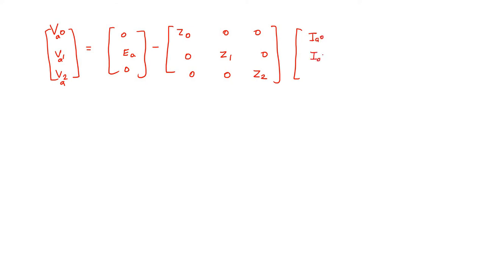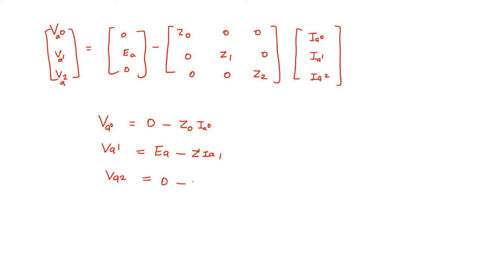Here how to write IA0, IA1, then IA2. Since the above equation is very important, we write it in component form. So what is VA0? That is 0 minus Z0 into IA0. What is VA1? VA1 is EA minus Z1 IA1. And what is VA2? VA2 is equal to 0 minus Z2 into IA2.